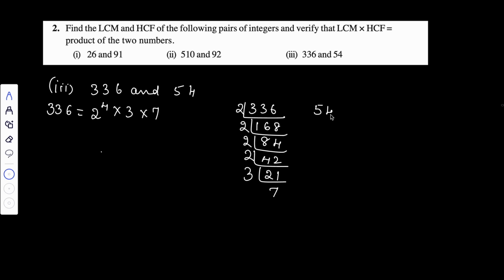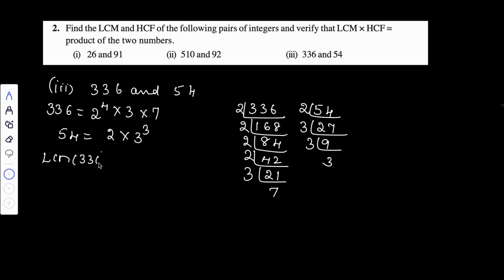Next one will come is 54. We can divide by 2. It goes 27 times. 3 9s are 27, 3 3s are 9. So we can get here 54 is equal to 2 into 3 cube. Now the LCM of 336 and 54 is equal to, here write all the factors, 2 into 3 into 7. Write all the highest powers. 2 to the power 4, 3 cube, 7 is 1, and when you simplify all this, you will get here 3024.